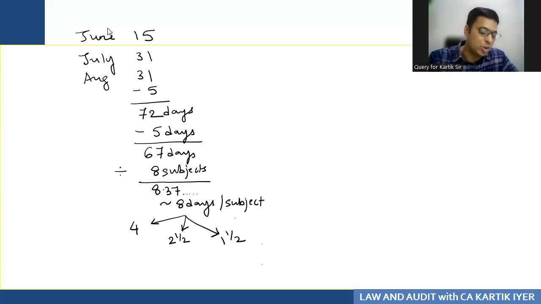Okay, so please, now let's come back to the topic. So you will give 4 days, 2.5 days, and 1.5 days, respectively, for each of your revisions. Now, in this, you have the power to allocate the subjects the way you want. I'll give you an example.